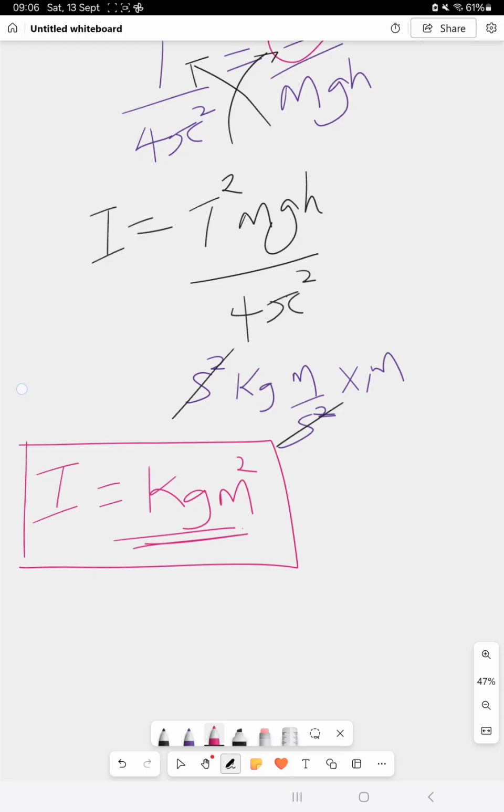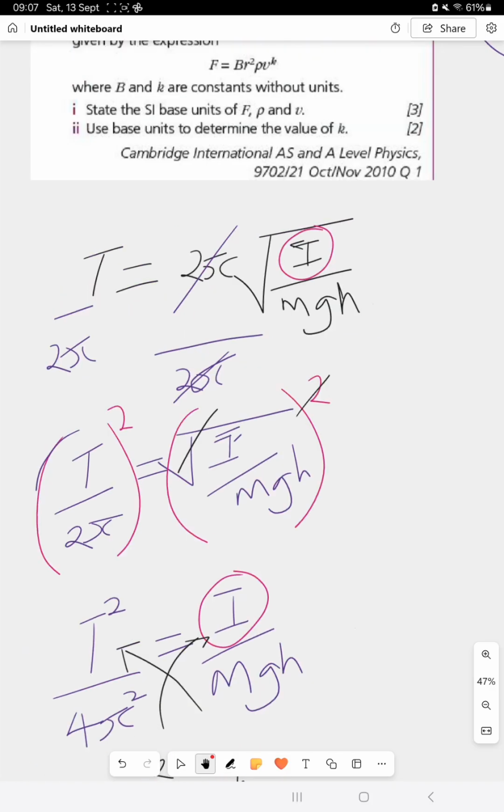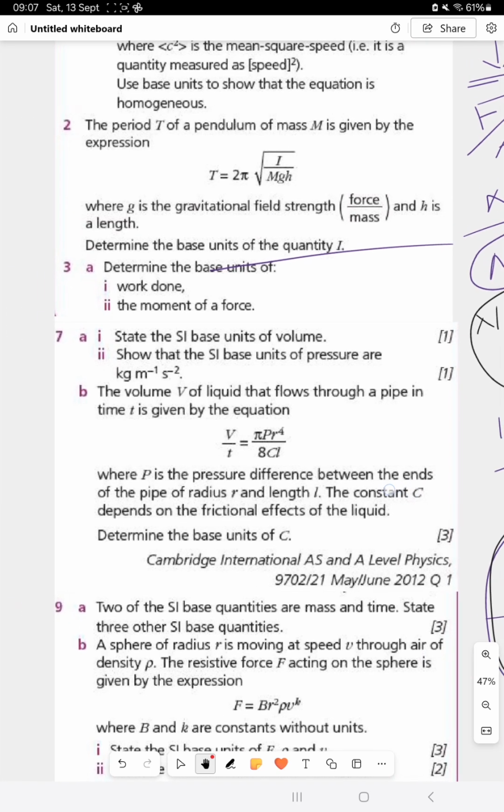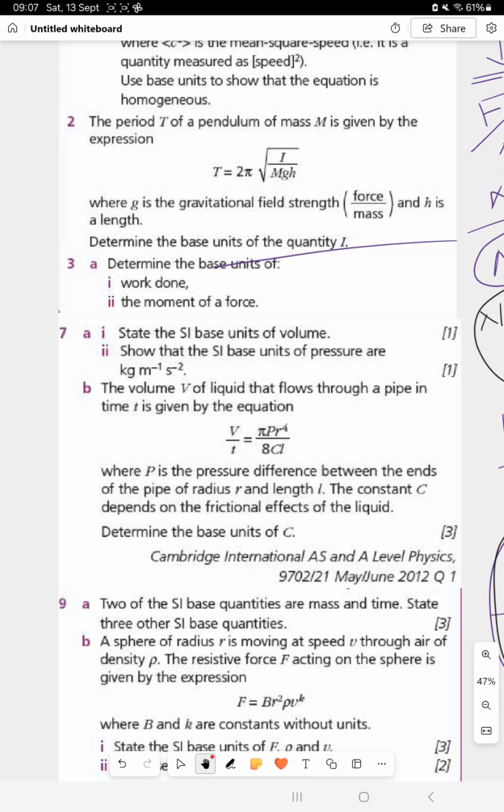Let's go to the next question. This is very important. Please take note of this. Take note of that. Good. Let's go to the next question. The next question says, determine the base units of work done and moment of force.